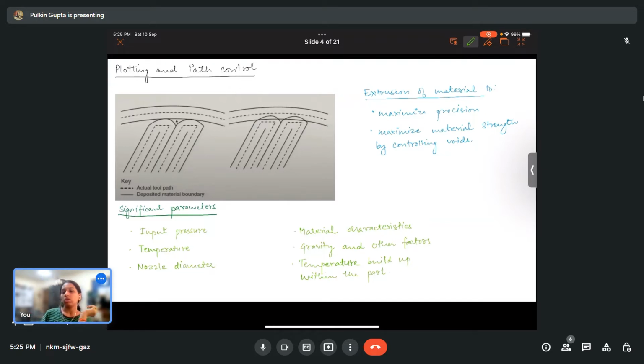So we need to control the path and plotting, and this also helps us to maintain the accuracy of the path. The way we develop these G codes and the paths of the material, the accuracy and the precision are also defined by this. Okay, so we have two ways of extrusion. First is to maximize the precision, which is the left image. This one is to maximize precision.